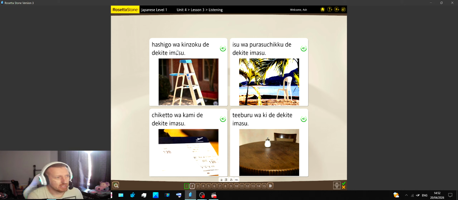Hashigo, ladder, is kinzoku, metal, of the dekite, made, imasu. There is made of metal, a ladder. There is made of plastic, a chair. There is made of paper, a ticket. There is made of wood, a table.